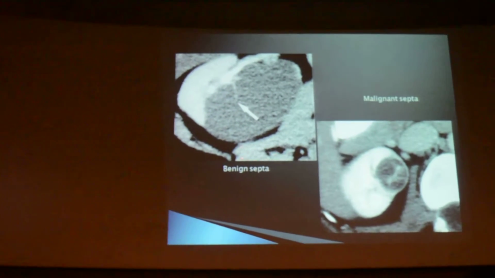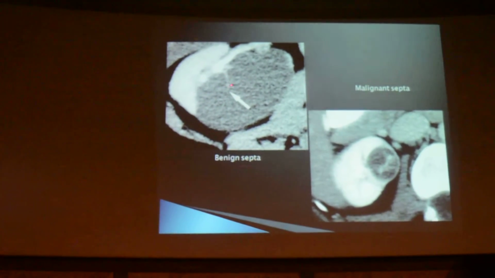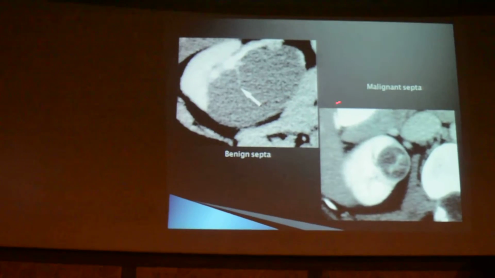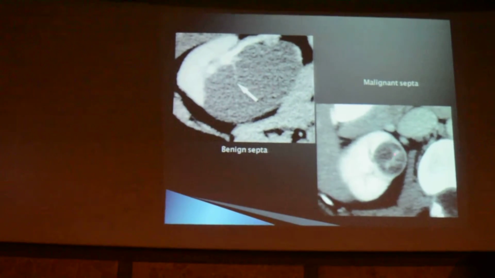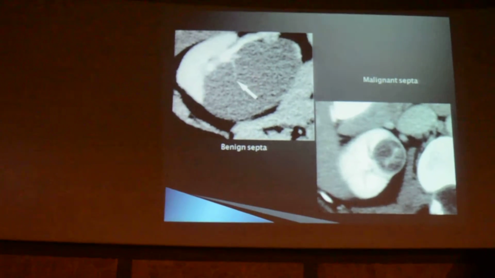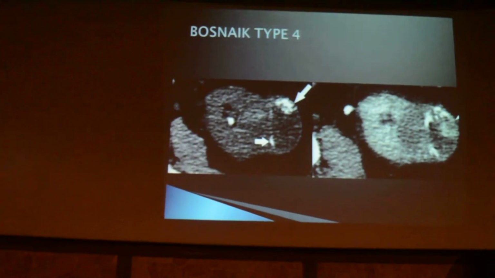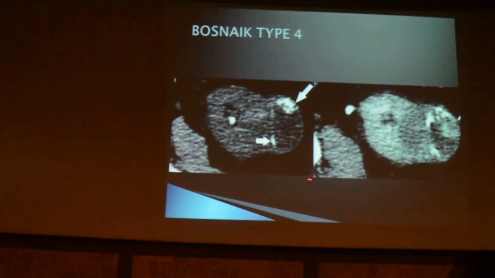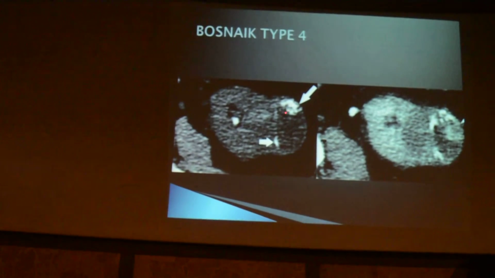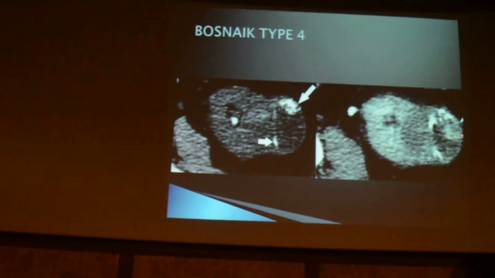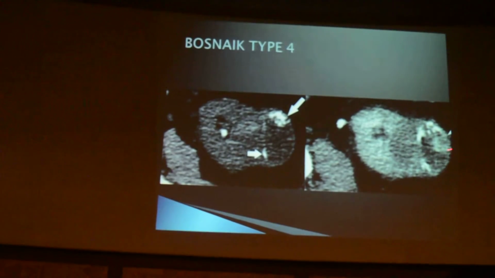Now this is a benign septa, thin, less than 2 mm, and here you can see the malignant septum, thick, irregular, with nodular enhancement. This is a clear-cut case of type 4 renal cell carcinoma with clumpy calcifications and showing heterogeneous enhancement on contrast.